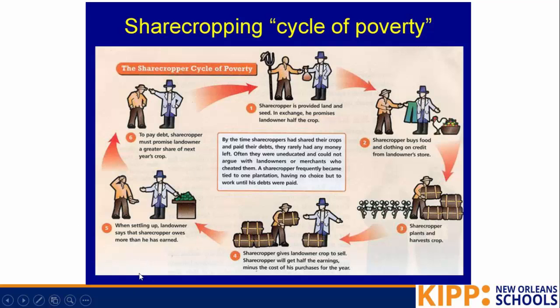But when they're settling up, a lot of times the landowner would say that the sharecropper owed more than he had earned. And as a result, the sharecropper would have to stay and then try again the next year. This created a cycle of poverty where sharecroppers who had few options were trapped into working on the same land that they did as enslaved people.